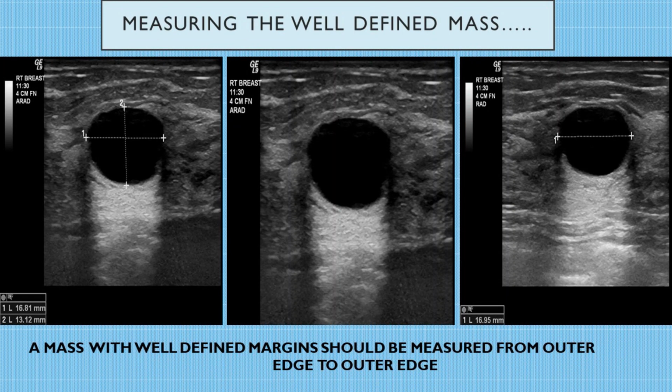When measuring a well-defined mass in the breast, such as a cyst or a solid mass with well-defined margins, the mass should be measured from outer edge to outer edge, following the longest lie of the mass.